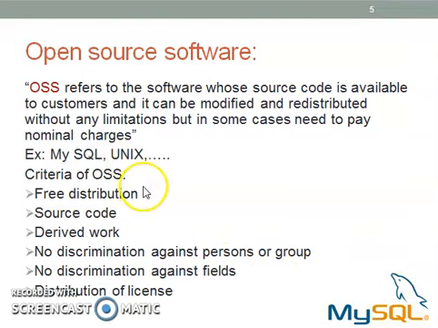If the software needs to be considered as open source software, it should follow some criteria like free distribution. Means the license shall not restrict any party from selling or giving away the software. It should be possible to redistribute the softwares to the public.